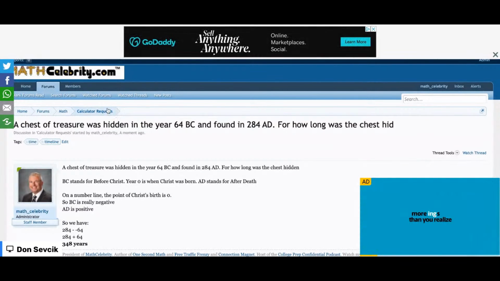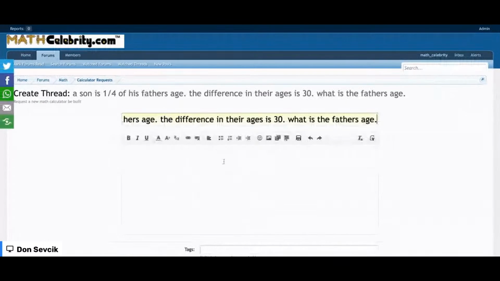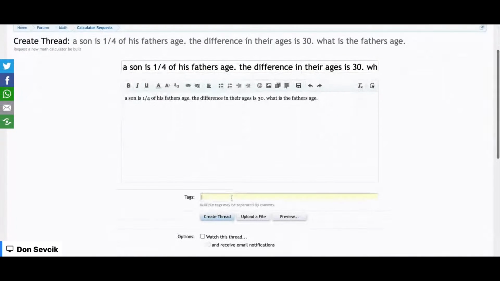So here's an age word problem, and we see these every day that ends in Y. A son is 1/4 of his father's age. The difference in their ages is 30. What is the father's age? So declare variables. Let F be the father's age. Let S be the son's age.